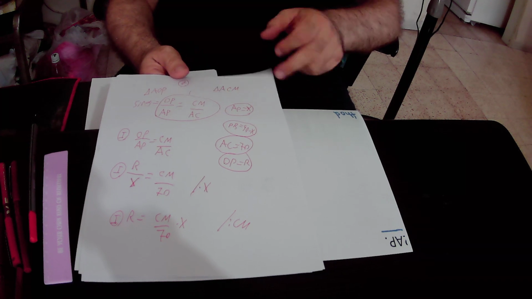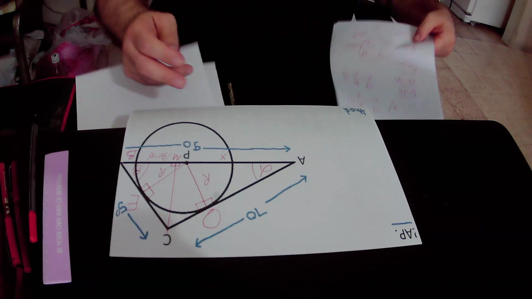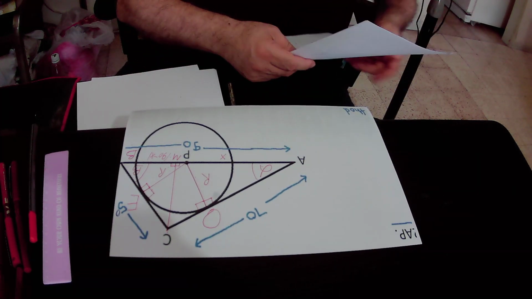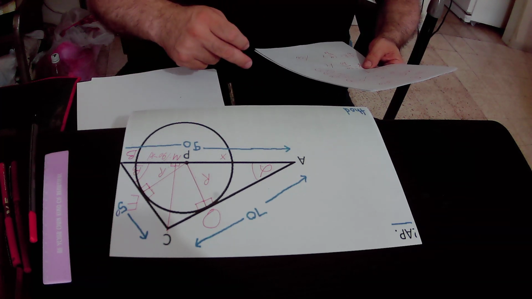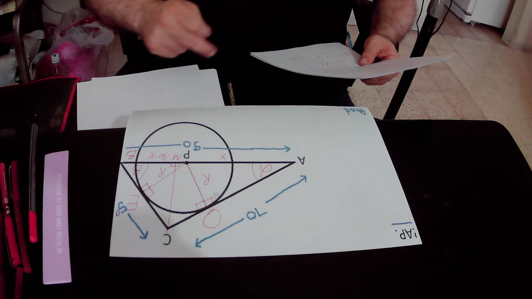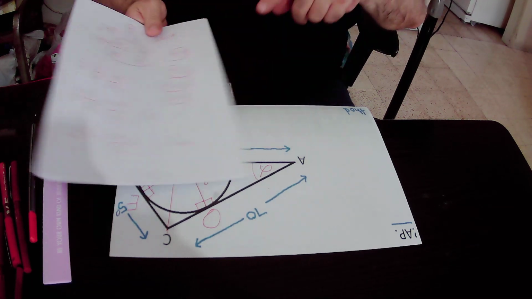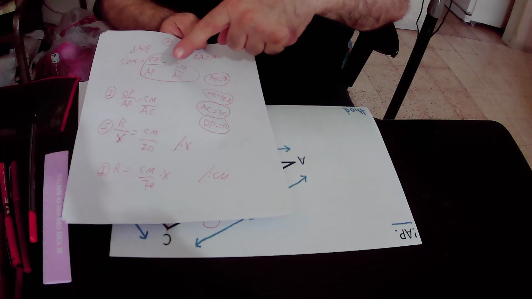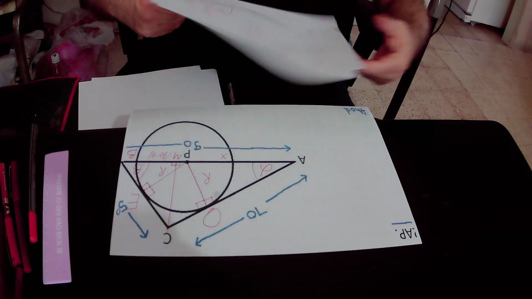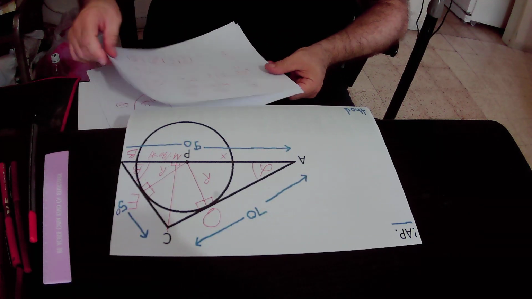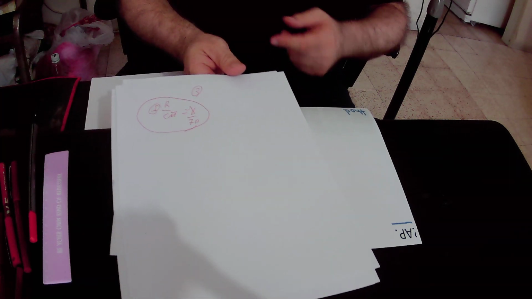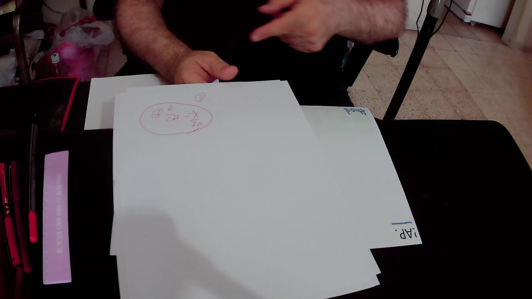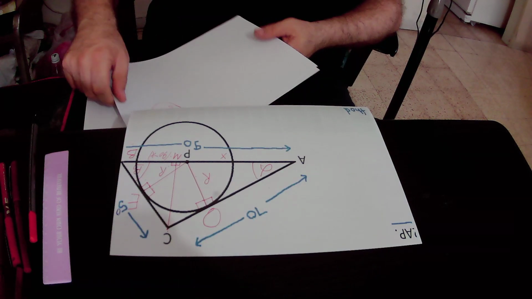We know that PB equals 90 minus x, AP equals x, and AC equals 70, so we put all that data in equation 1, and we got that R over CM equals x over 70. Then we created the second equation.